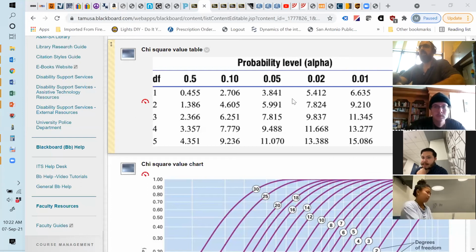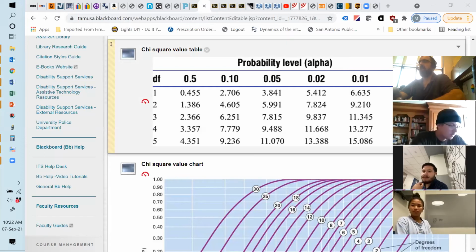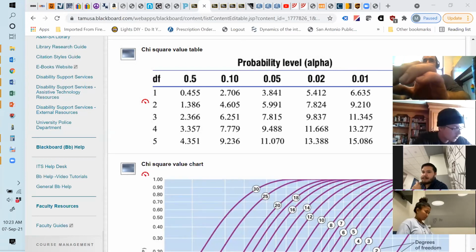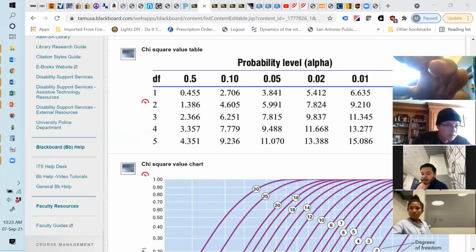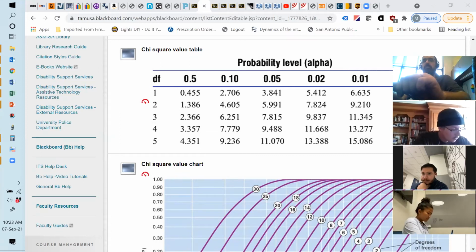It's larger. It's considerably larger, right? In fact, it's larger than the largest value that we have on the table. It's a bit of an extreme example, right? So your chi-square test is chi-squared of 40.01, degrees of freedom 1, p-value is less than 0.001.